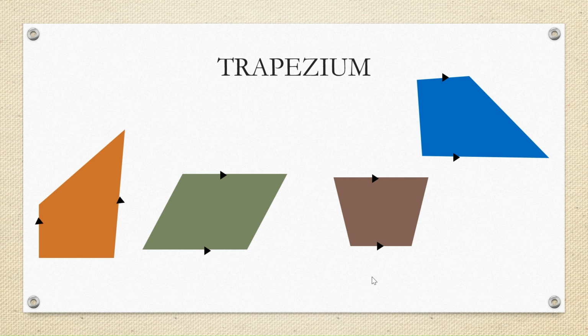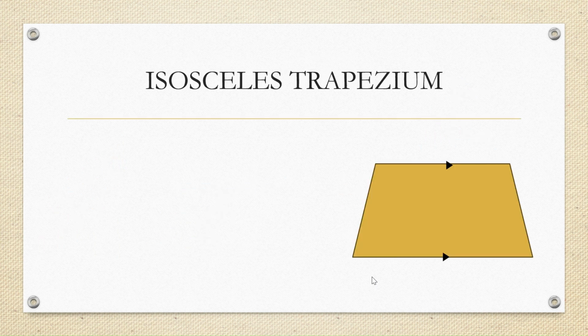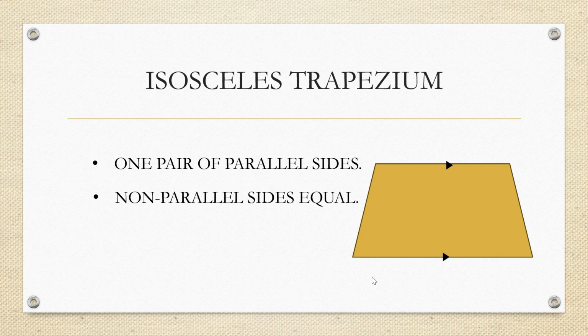We should have only four sides in this polygon, and along with that one pair of sides have to be parallel. An isosceles trapezium is a trapezium in which one pair of sides would be parallel. Along with that, non-parallel sides would be equal in length. The dash on the two sides show that those particular sides are equal in length.